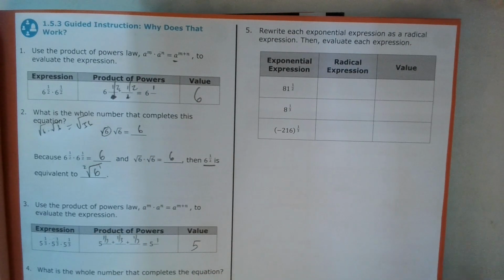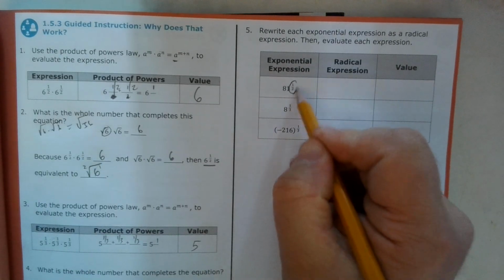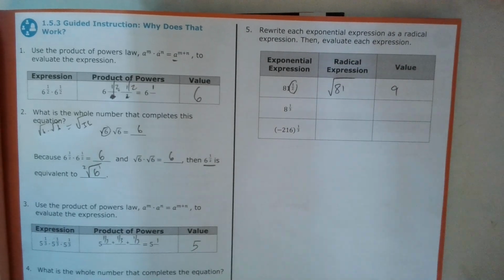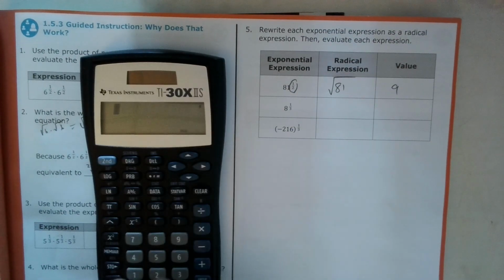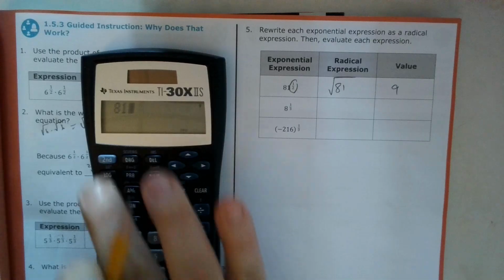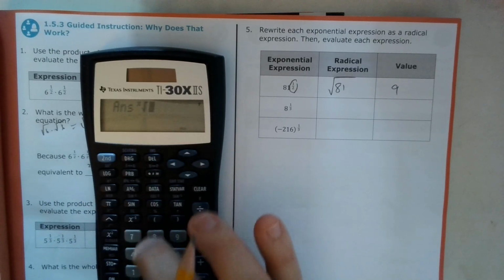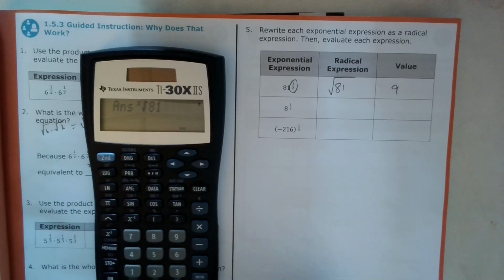Okay, let's look up here. We're still on page 29. Number 5, rewrite each exponential expression as a radical expression, then evaluate each expression. So again, to the half, that's going to make square root of 81. The square root of 81 is 9. Just in case you guys don't believe me, square root of 81 is 9.